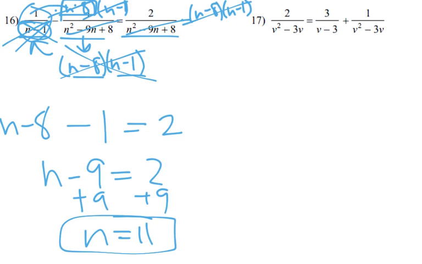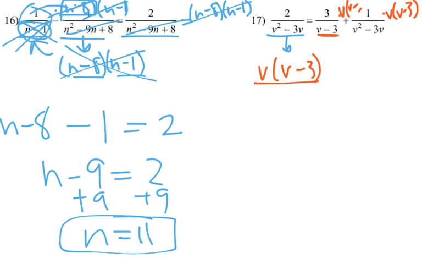Okay, then on 17, we take a look at these ones. Now let's simplify this. That gives us v times v minus 3. So that's the same as this piece. So I'm going to multiply every single piece here by v times v minus 3. Okay, v times v minus 3.